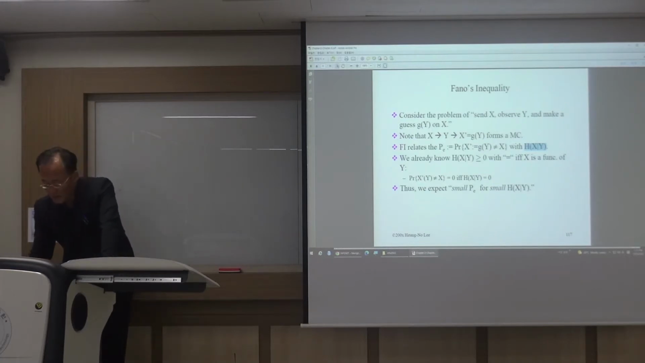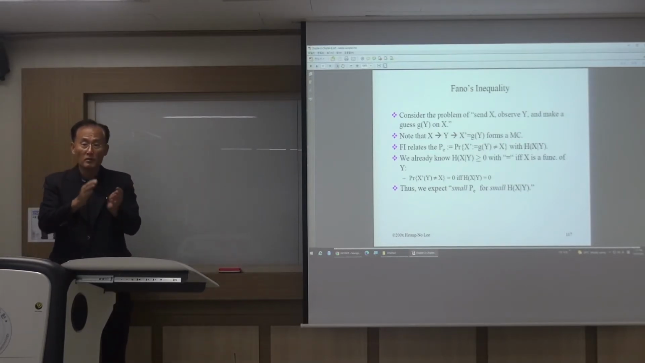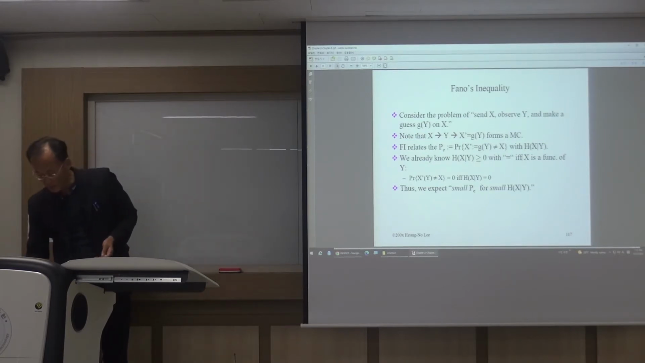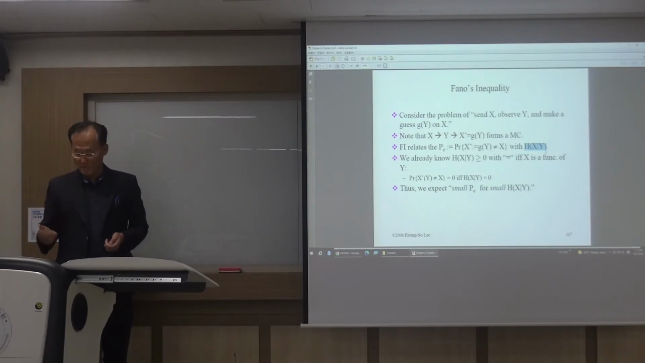So basically, given Y, the entropy of X can be reduced, right? Because there is some relation between X and Y. But there is a residual uncertainty given Y, right? That's what this one is. There is certain uncertainty about the input X given Y. That's what I'm saying, okay?